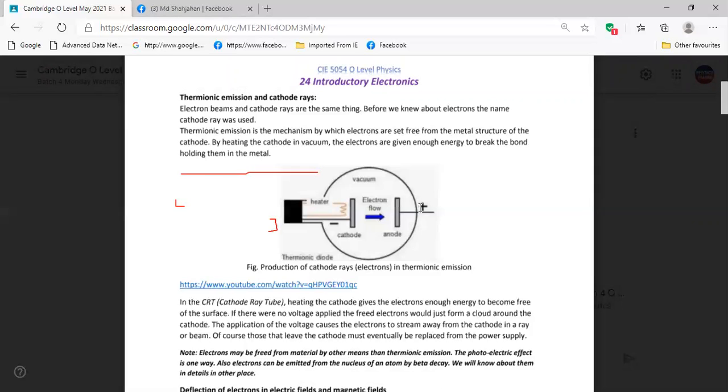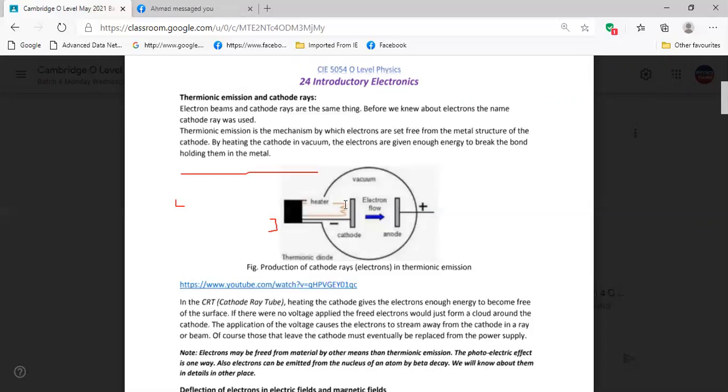Yes, yes. Tell me, please. The electrons are going from cathode to anode, right? Yes, correct. How is it going? Very good questions. Thank you so much.